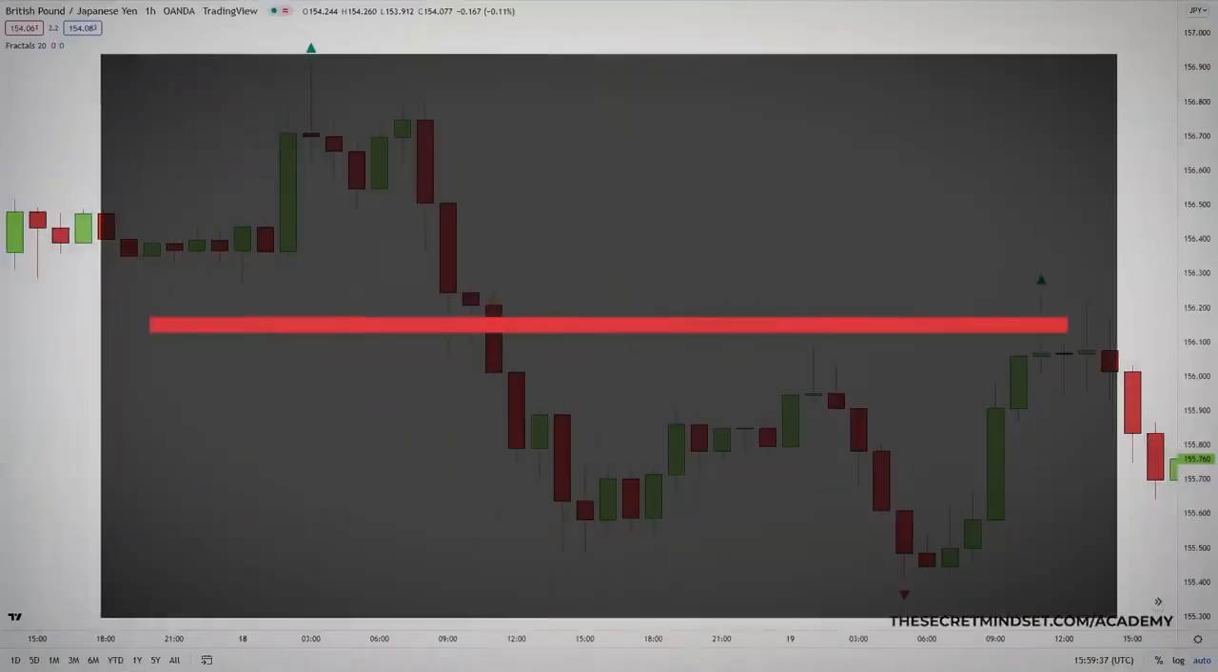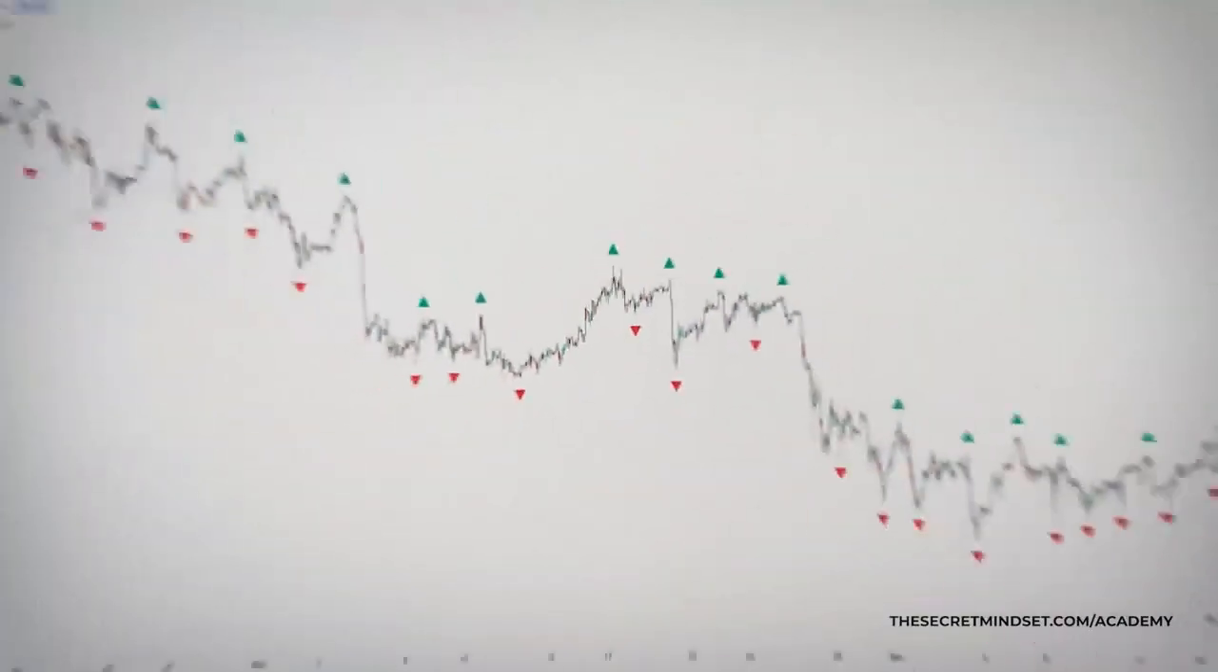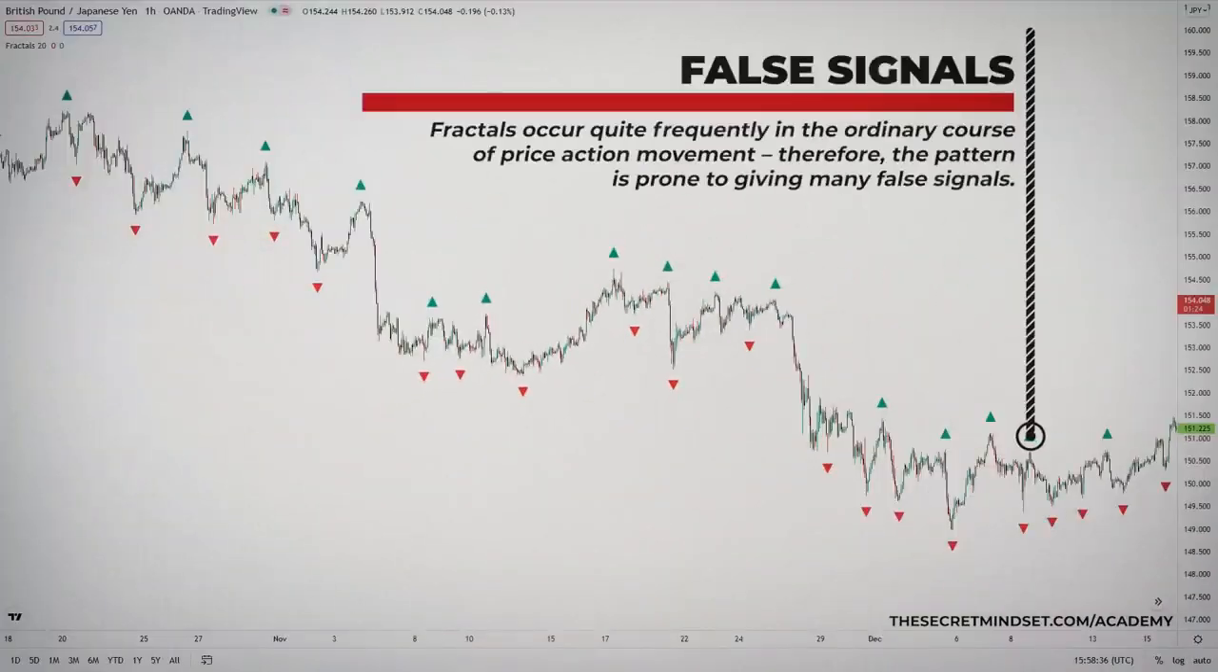I wouldn't base my entries on the appearance of a single fractal. Fractals have practical meaning only as a part of a comprehensive strategy and only for periods of more than 1 hour. Another disadvantage of trading fractals is the fact that they occur quite frequently in the ordinary course of price action movement. Therefore, the pattern is prone to giving many false signals.